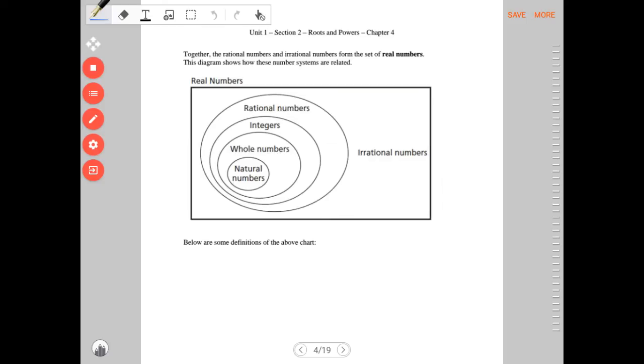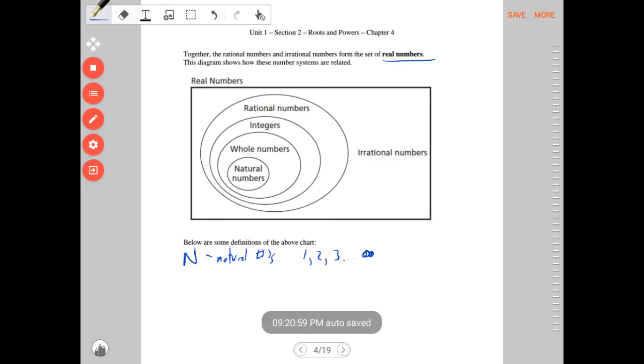Okay, together the rational numbers and irrational numbers form the set of real numbers. The diagram shows how all the number systems are related. So the natural numbers, remember those are the counting numbers. The natural numbers are the smallest, and their symbol is N. Those are the counting numbers, so you go 1, 2, 3, all the way up to infinity. That is a horrible infinity sign.